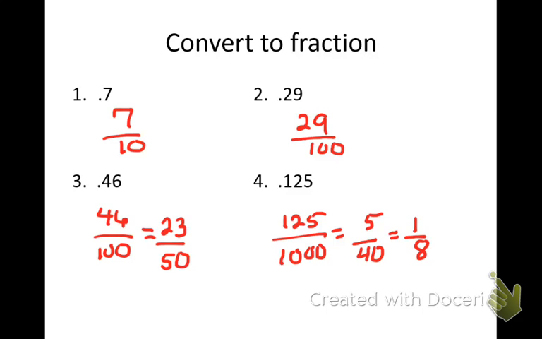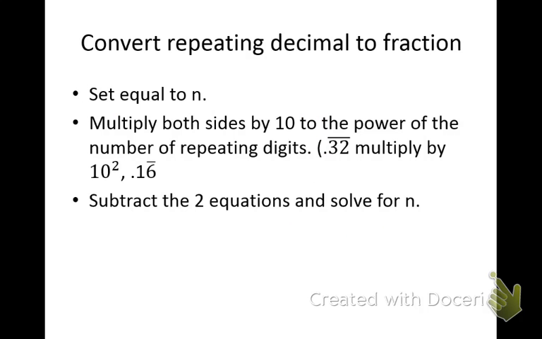Now, what if we have a repeating decimal that we're trying to convert? In this case, it's a little more complicated because the places go on forever. So I'm going to go through these steps, and then you'll see how they work in a minute. We're going to set the repeating decimal equal to n. We're going to multiply both sides by 10 to the power of the number of repeating digits. So if this one has 2 repeating digits, we'd multiply by 10 to the second, which is 100. Here, if we have 1 repeating digit, we'd multiply by 10 to the first, which would be 10. Then subtract the 2 equations and solve for n. These are the steps we're going to use for this next problem.